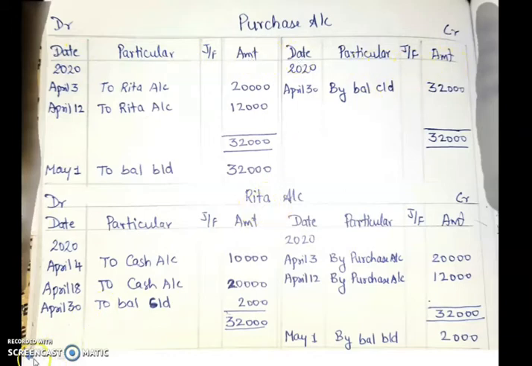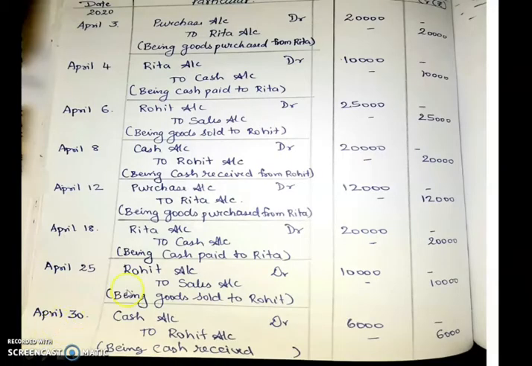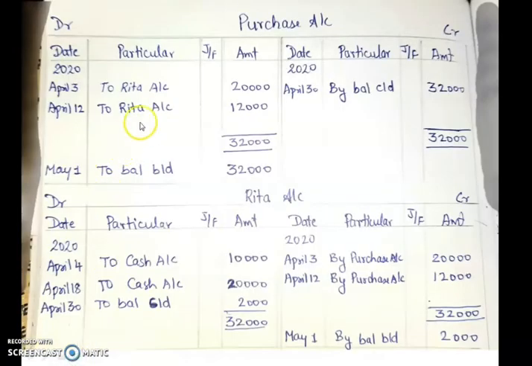Now just look at the transactions of purchases. Here you can see the first purchase. Wherever the name purchase is there, just stop there and see the entry. April 3. Purchase account debited to Rita account. Purchase is on the debit side. So on the debit side of purchase, you have to write April 3 to Rita account 20,000. Okay, so that is your first entry.